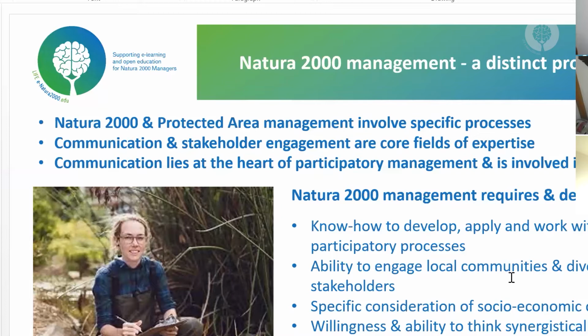And we should take into account the different socio-economic aspects and the various sectors that we sometimes have to work with in order to achieve our priorities for nature. So we have to think synergistically and perhaps opportunistically as well. But over and above all of this, the most important thing which will impact on how you do your work is your competencies in terms of communication. And that's why we've come up with this course, Competent Inclusive Communication.